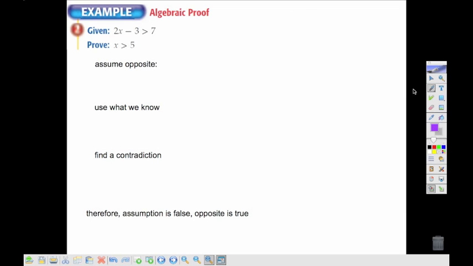In this next example, we're going to use an algebraic proof. Now we're going to start by assuming the opposite. Remember, we always start with the opposite of the prove part. Now remember here that x greater than 5, the opposite of that could be x is less than 5, or it could be x is equal to 5. Now we could also write this as x is less than or equal to 5, but often with inequalities it's better to look at this in two cases.